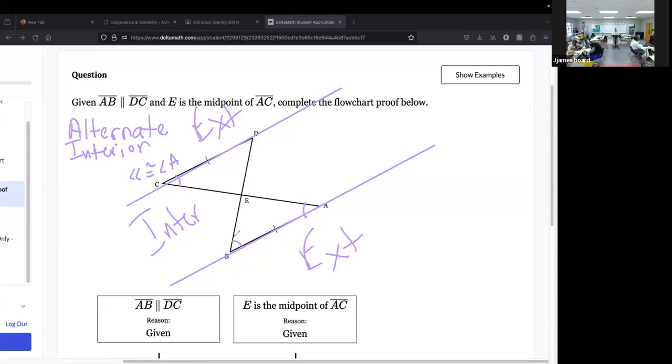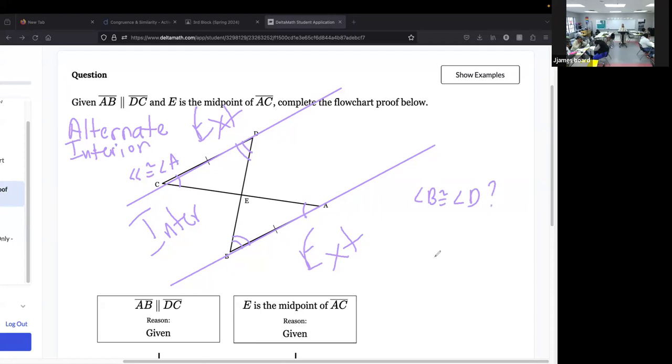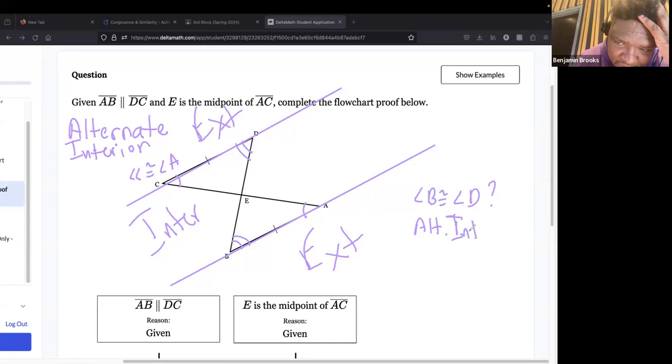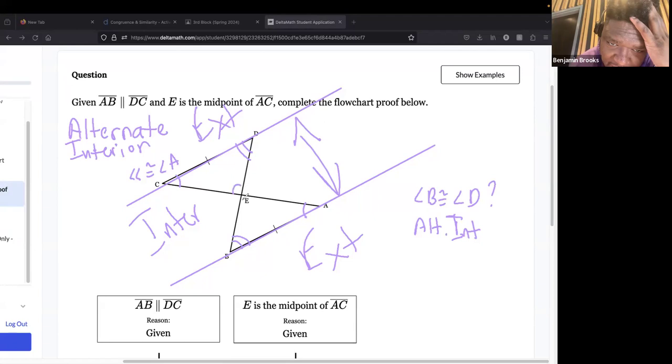Guess what? Angle B is congruent to angle D. How do I know that? How do I know that angle B is congruent to angle D? How do you know that? They're alternate exterior angles. Are they on the exterior or the interior? Wait, they're also alternate interior angles, because they're still on the interior, between these two.